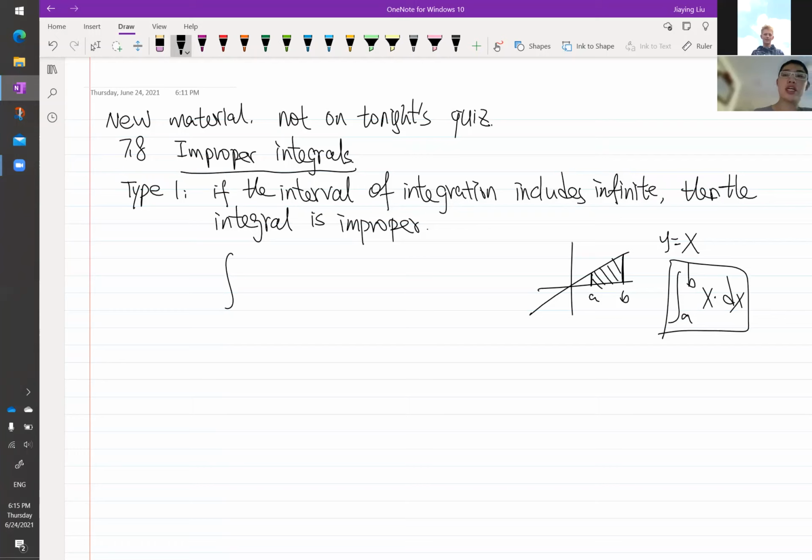But if we say we don't want just from a to b, we want to go from a all the way to infinity, something like the integral of some function f of x dx, because we have infinity as one of the boundaries, the interval doesn't have an end, right? It starts from a point and continues forever. So that interval is infinite. If you have this case, then we call this an improper integral.